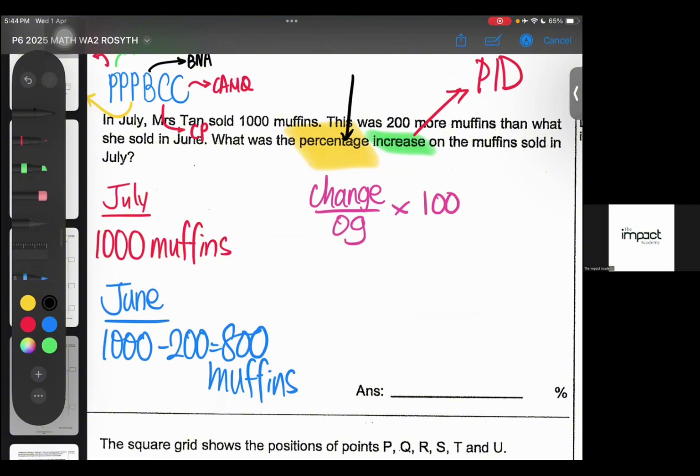Okay, the change in this situation, who can tell me what's the change? Yes, tell me. 200 is the change. Very good. If 200 is the change, what is the OG? Wrong. Original is always the oldest one, the earliest one. 800 times 100. Do you agree or disagree? If you agree with me, say yes. Yes. Understand or don't understand?